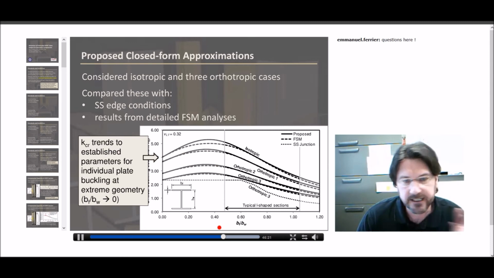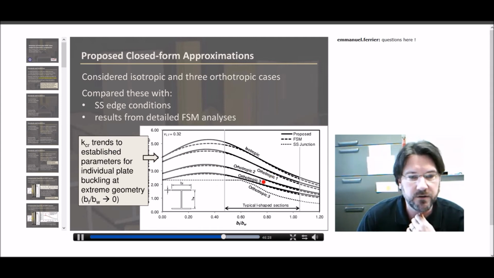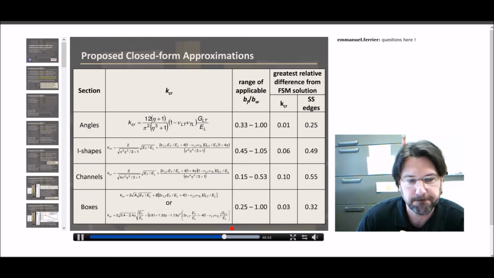The nice thing is, of course, this is fundamental mechanics, and therefore it should converge to well-known solutions. And so if we get the well-known solution for an isotropic plate material, K critical should be 4, and sure enough, our equations converge to 4, as they should. And so that's a kind of check that we're in the right ballpark.